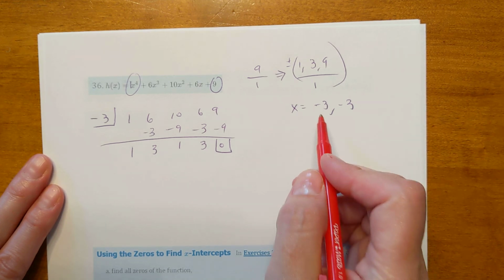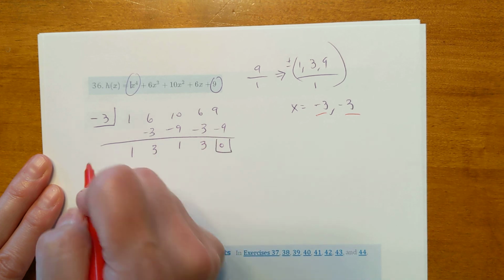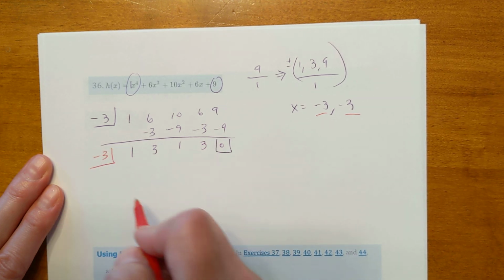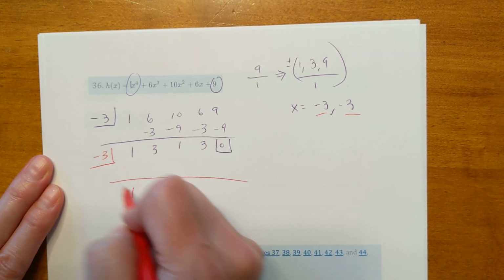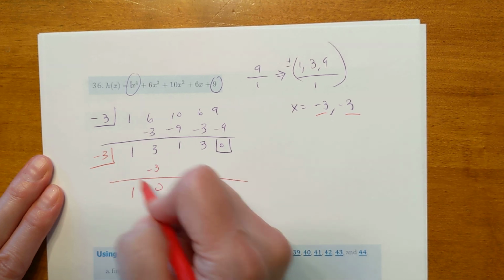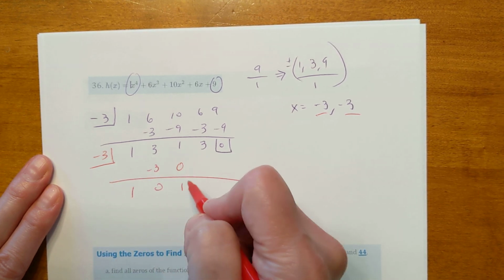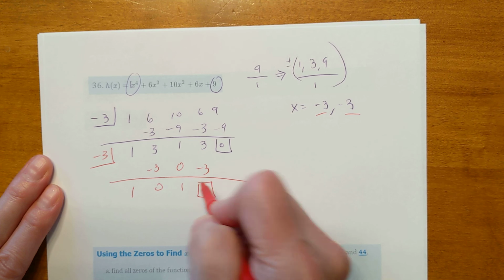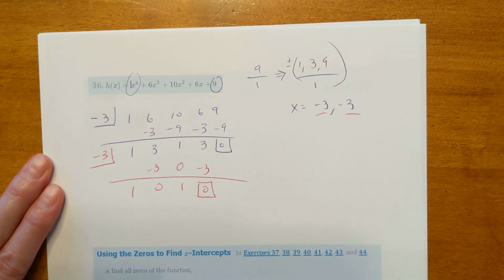So I got rid of one of them, but there's two of them. So I need to divide again. So I'm going to divide again by -3. So bring down the 1, multiply, add, multiply, add it up, and multiply, and again we get 0. So I divided out two x's.